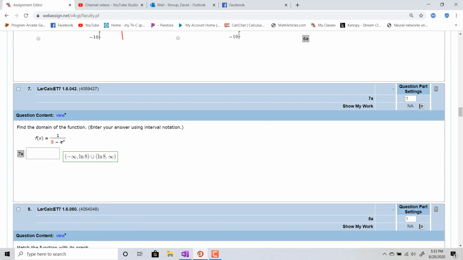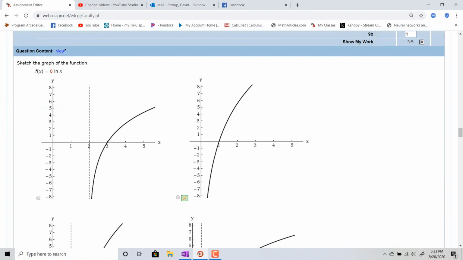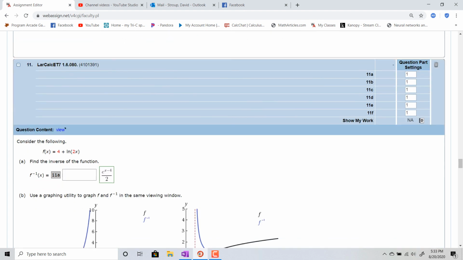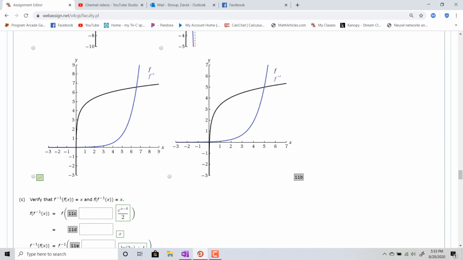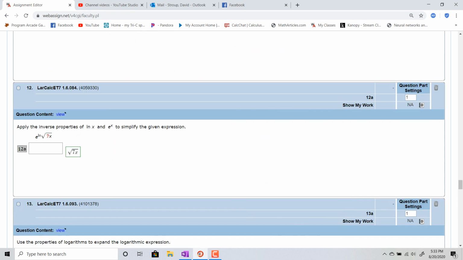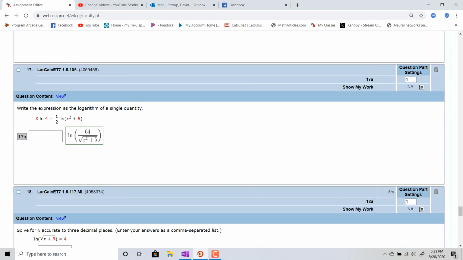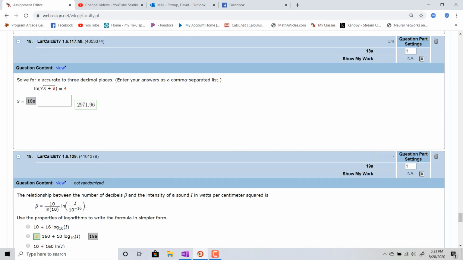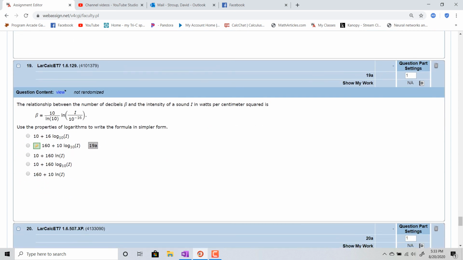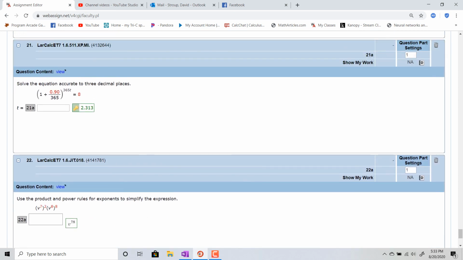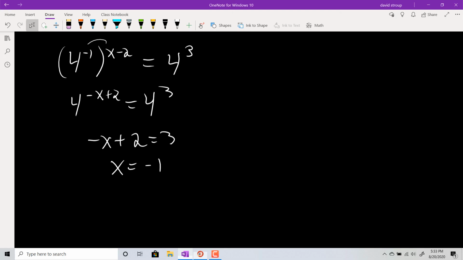Anything else annoying? Terribly annoying. What was that inverse guy? Just checking to see if they're inverses. Expand, condense, solving. Maybe this guy. Solve the equation accurate to 3 decimal places. Let's try that, and then we'll call it quits.